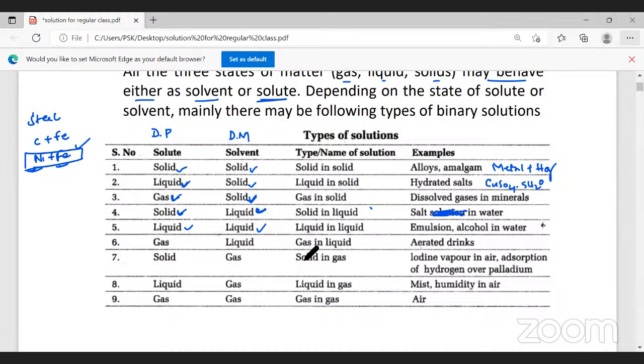Next, liquid is the solvent. So those kinds of solutions, soft drinks, all Coke, Pepsi, soda, all those are gas in liquid. Carbon dioxide gas in water. Aerated drinks are nothing but carbon dioxide in water. Carbonic acid will be formed. We'll come to that a little later.